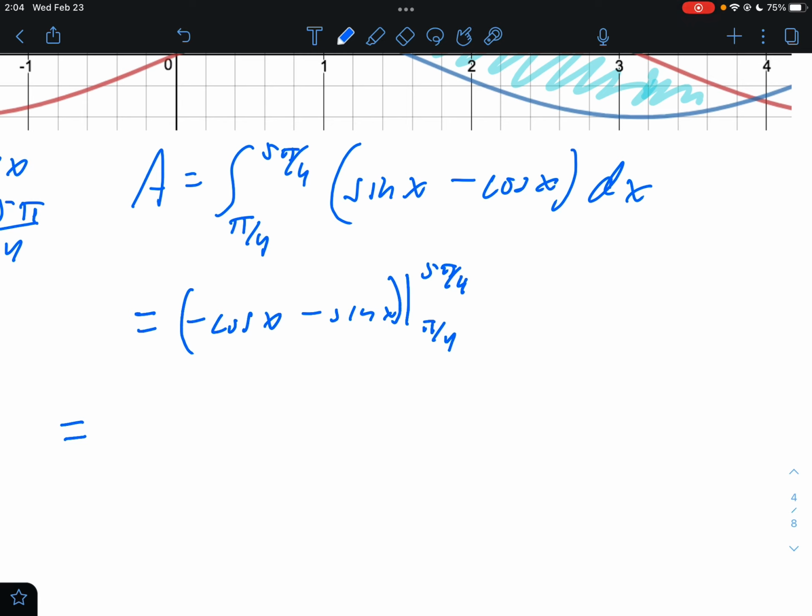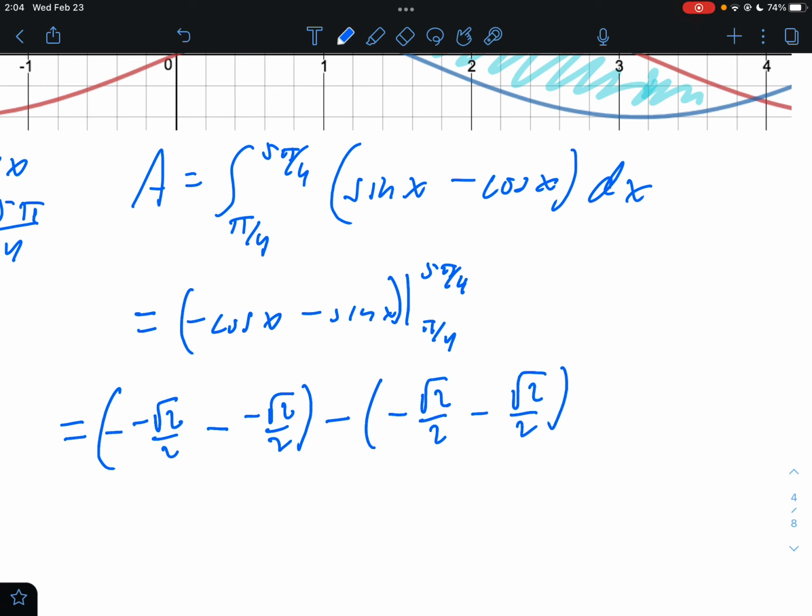So negative cosine 5 pi over 4, that's negative root 2 over 2, minus sine of 5 pi over 4, so that's minus negative root 2 over 2, minus negative cosine pi over 4, so that's negative root 2 over 2, minus sine pi over 4, so minus root 2 over 2. So we have root 2 over 2 plus root 2 over 2 plus root 2 over 2 plus root 2 over 2. So we have 4 root 2 over 2, which is 2 root 2.